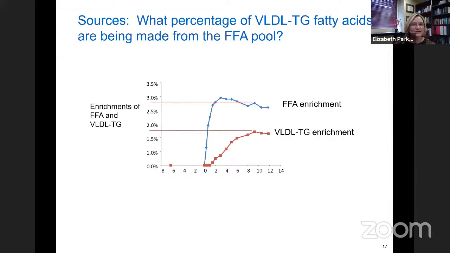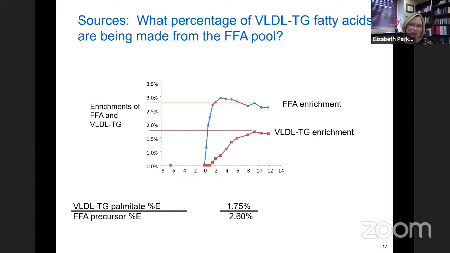So if we calculated these two enrichments, and we put the palmitate in VLDL enrichment over the free fatty acid enrichment, in this case it was 1.75 over 2.60, we can calculate that 67% of VLDL triglyceride palmitate is coming from the plasma free fatty acid pool clearing to the liver. And notice that's not 100%. In lean individuals who have very low liver fat, we get 100%. This individual had stores of fat in the liver and was also probably making fatty acids through lipogenesis, as I'll show you next.